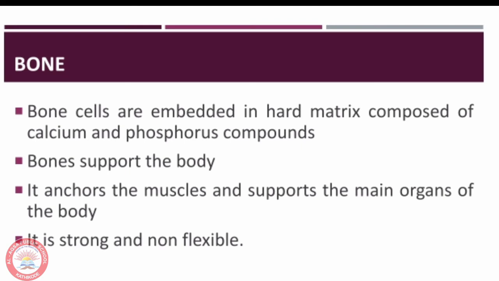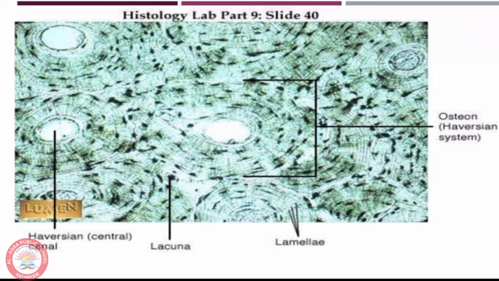Bone cells are embedded in a hard matrix which is composed of calcium and phosphorus compounds. Actually, it is this hard matrix that gives our bone the strength. As you know, bones support the body and it anchors the muscles. Anchors means it attaches the muscles and supports the main organs of the body. It is strong and non-flexible. This is the structure of bone tissue.